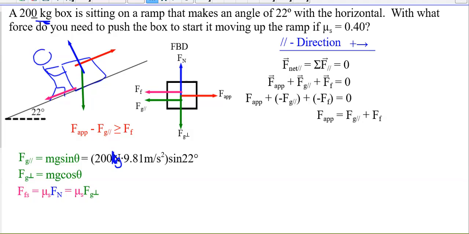So you have your 200 kilogram box multiplied by your 9.81 meters per second squared multiplied by sine of 22, because that's my angle of incline. And that should give us, I'm just going to scribble this out, and that should give us 735 newtons.